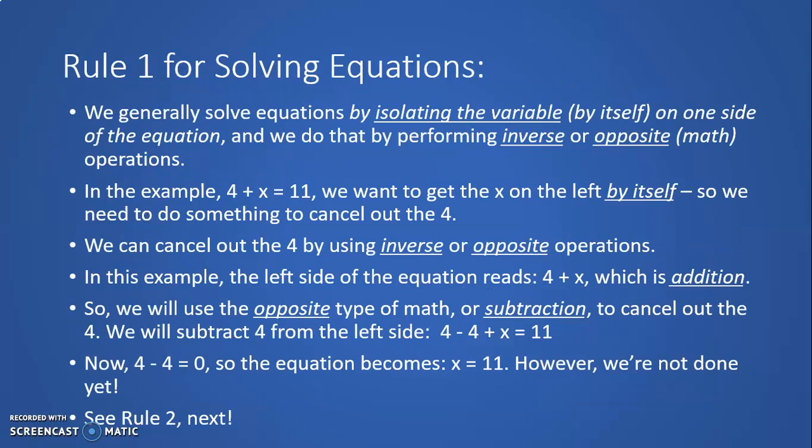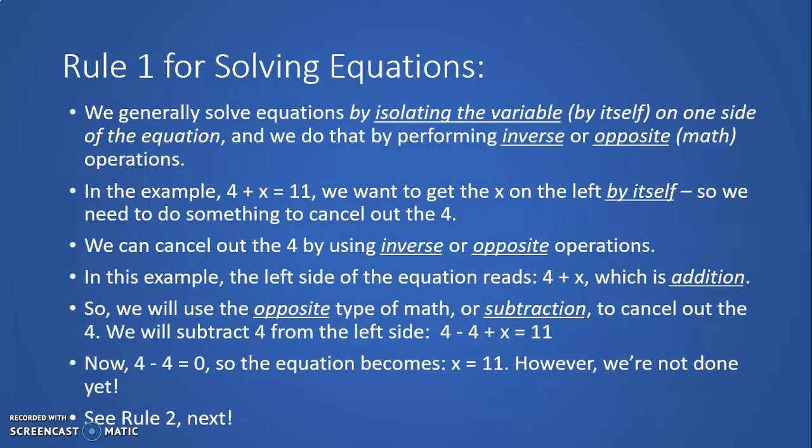Let's take a look. Rule 1 for solving equations. We generally solve equations by isolating the variable, get it by itself, on one side of the equation. We do that by performing inverse or opposite math operations. In the example, 4 plus x equals 11, we want to get the x on the left by itself so we can find out what x is. So we need to do something to cancel out the 4. We can cancel out the 4 by using inverse or opposite operations.